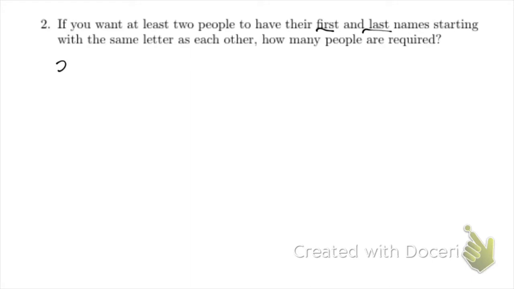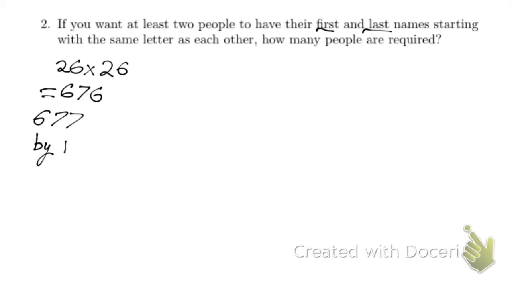Well, or maybe I should say permutations. There's 26 possibilities for the first name, 26 possibilities for the last name. That's going to give us 26 times 26 equals 676 pigeonholes. Okay, so if we have 677 people, then by the pigeonhole principle, we're guaranteed to have at least two pigeons in the same hole, or at least two people who share the first letter of their first name and the first letter of their last name.